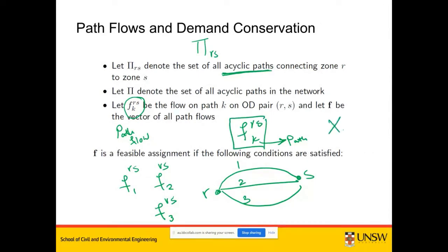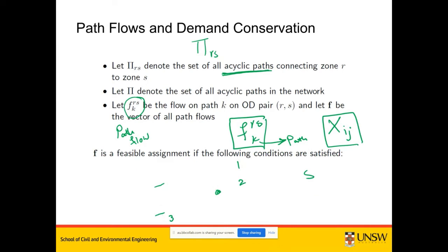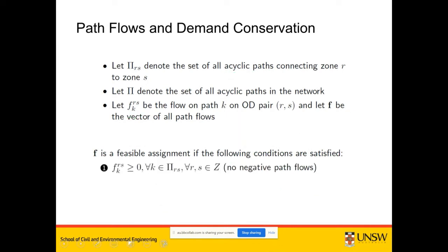Okay, so this F_RS^k is the path flow. Remember, volume flow was Xij, right? So Xij is the volume flow, F_RS is the path flow. And F is a feasible assignment if the following conditions are satisfied. What conditions? Obviously, the path flows must be non-negative. So none of the paths in the network can have negative flows, right? So that is a non-negativity condition.